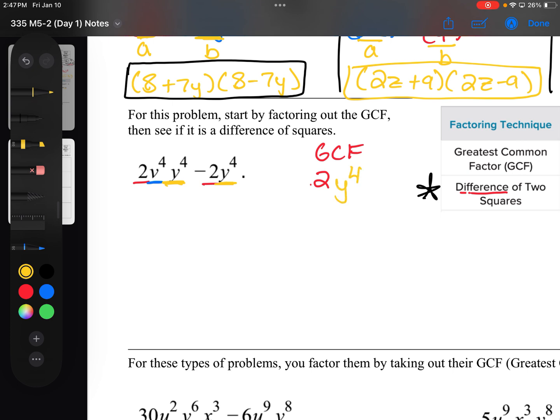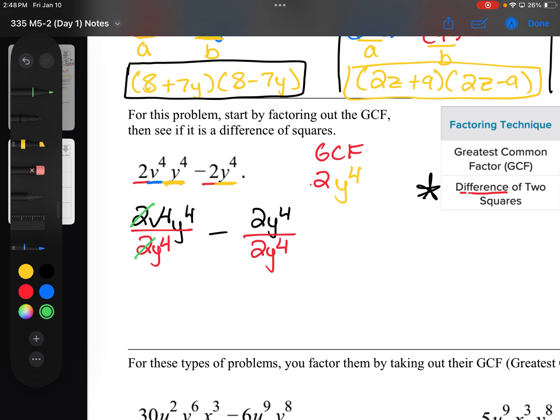When I say factor out a GCF, that means you're going to divide it out. So you've got 2v to the 4th, y to the 4th. You are now going to divide it by that greatest common factor, 2y to the 4th. You're doing the same thing for the other one, dividing it by that greatest common factor, 2y to the 4th. Go ahead, pause the video, see if you can divide that out so you can simplify that correctly. I'm going to go ahead and do that now.